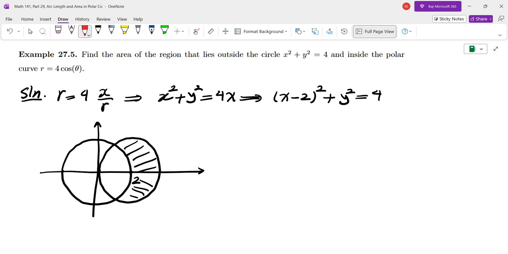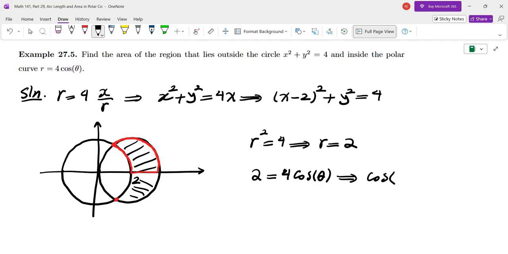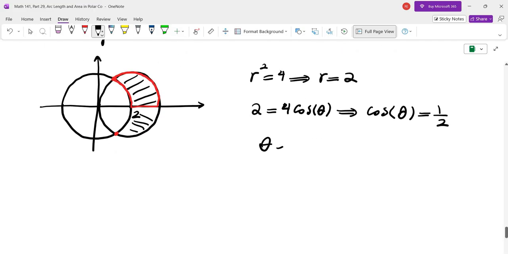So we have to find the intersection points again. Again, because of symmetry, we can find the area of this piece and then double that. Let's find the intersection point first. Well, the first equation is r squared equals 4. So that gives us r equals 2. We can plug it into the second equation. We get 2 equals 4 cosine of theta. So cosine of theta is 1/2. So we actually get the same intersection. So theta equals pi over 3 is the intersection that we get.